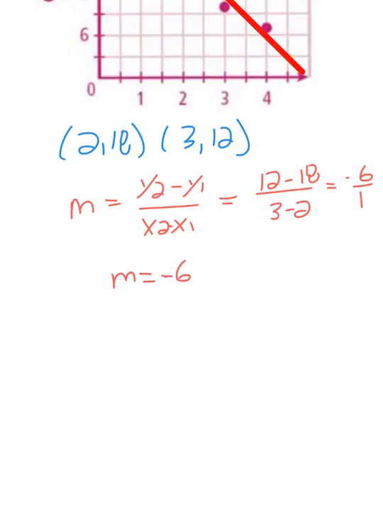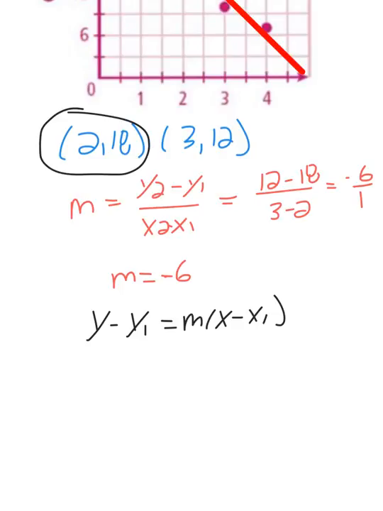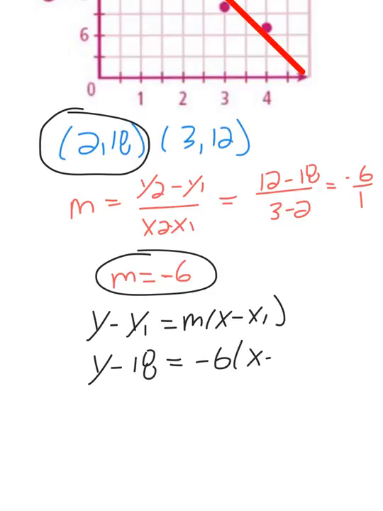And then I will take one of the points. So I kind of like (2, 18), although it doesn't really matter. So we've got y minus y1 equals m times (x minus x1). And you could, of course, use y equals mx plus b, but I'm going to use that. I'm going to pick this point right here, (2, 18), and the slope of negative 6. All right? So let's plug them in. So it's going to be y minus 18 equals negative 6 times (x minus 2).